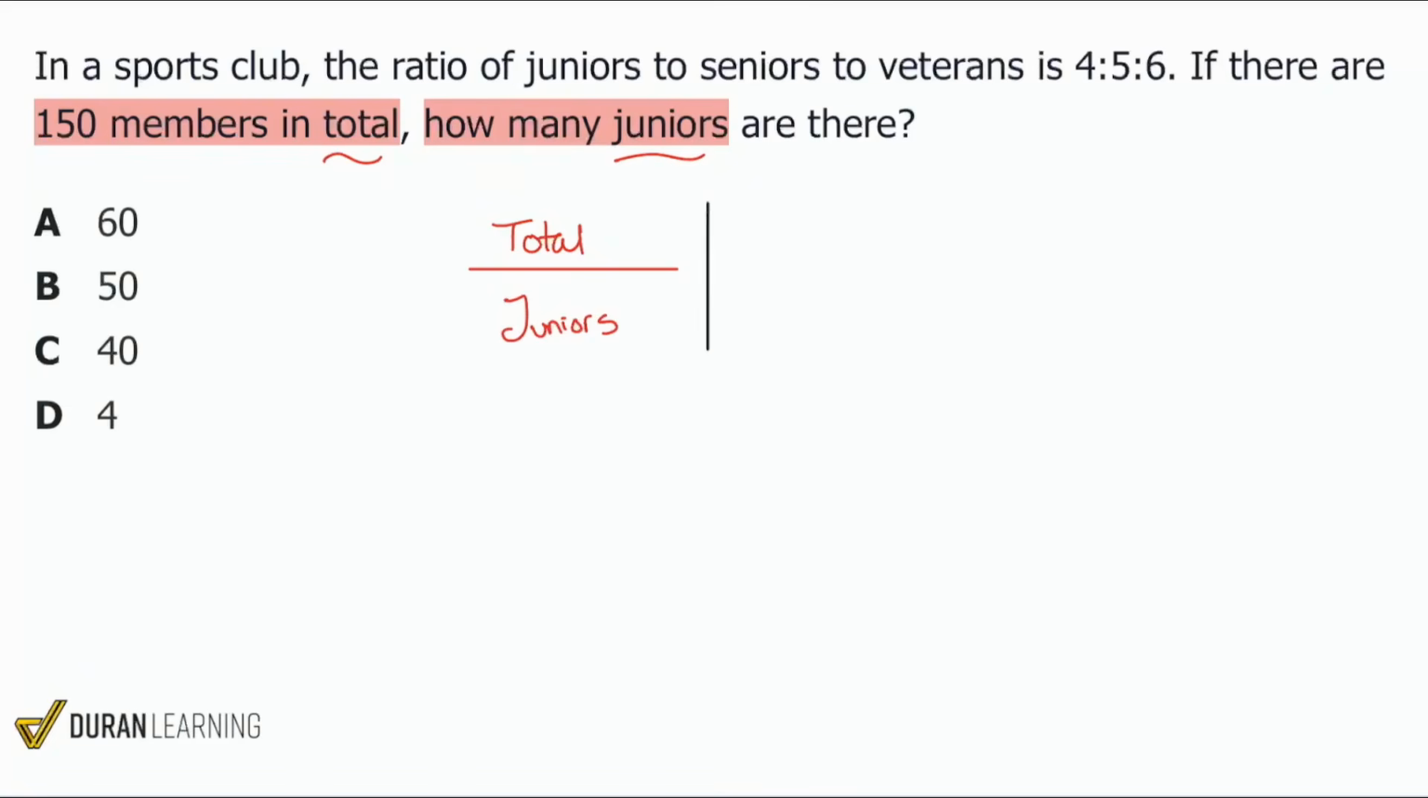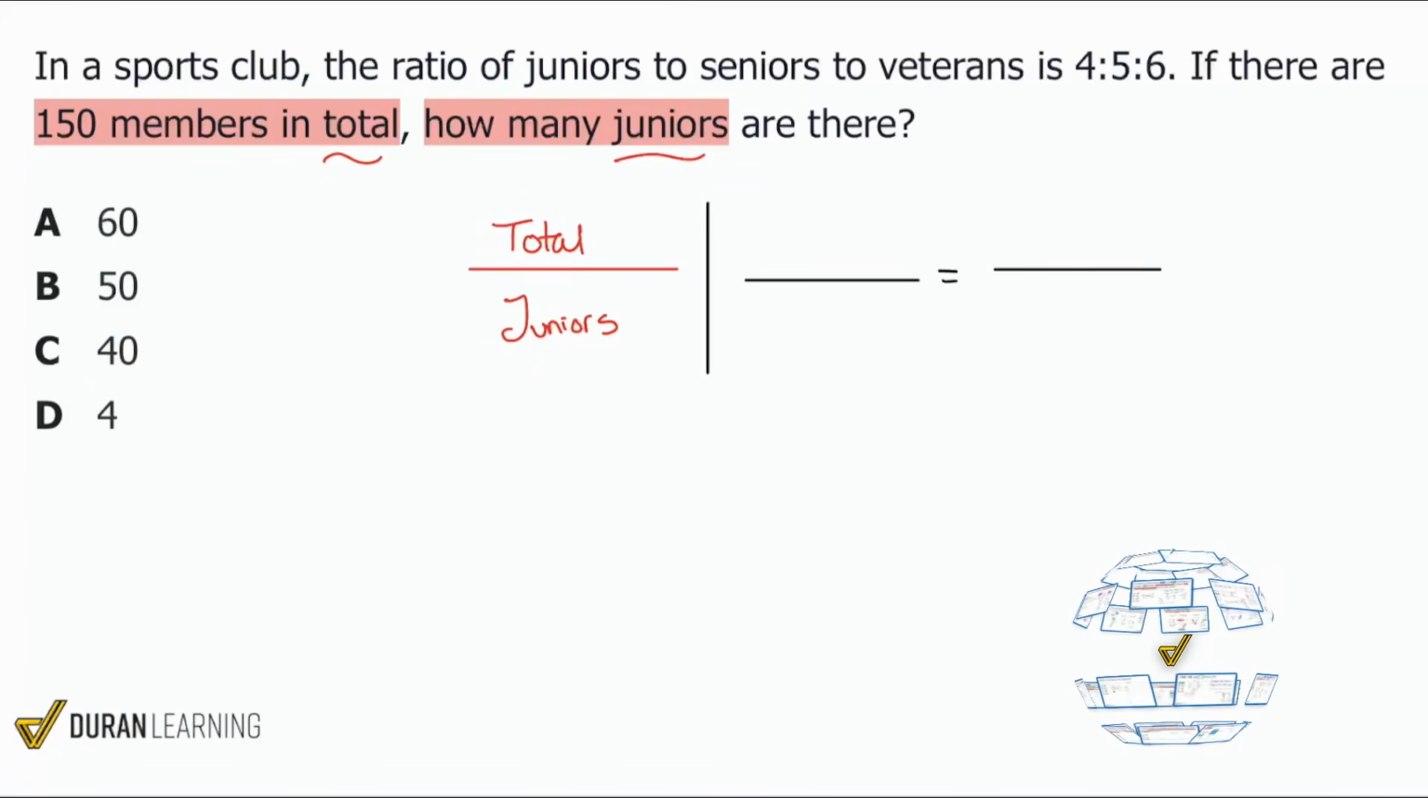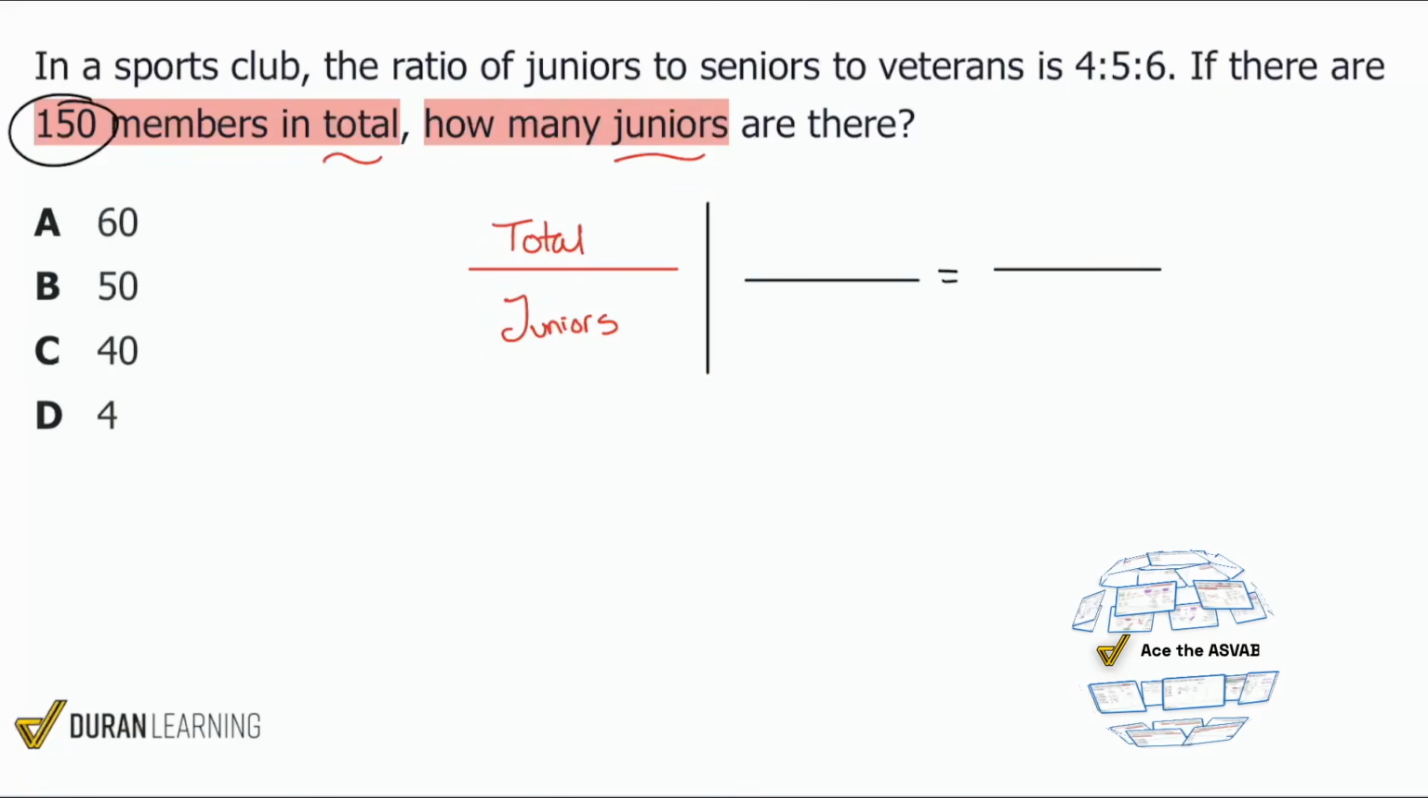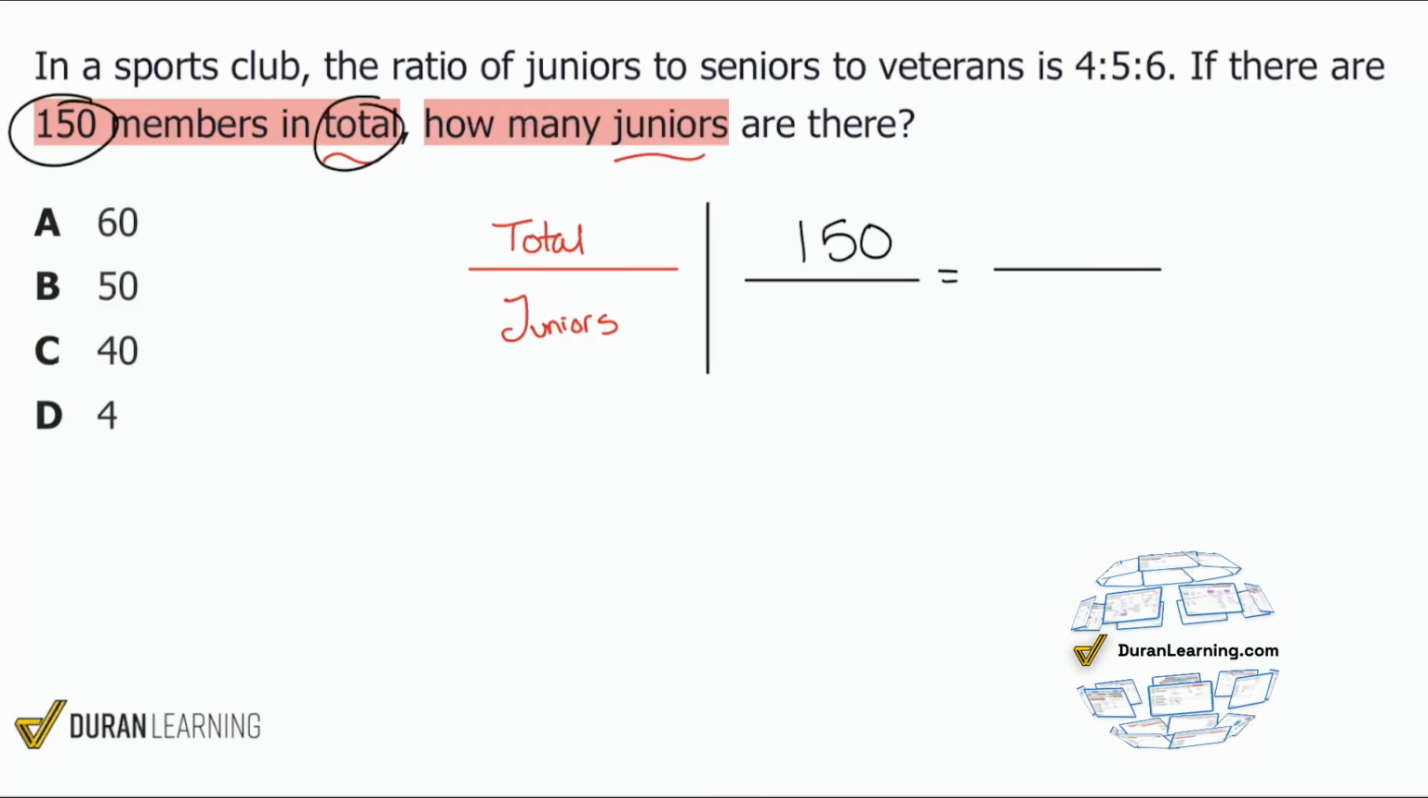And now what I'll do is make sure that we compare the same things in the same way. I want my ratio here on the left to be total over juniors. And then on the right side, again, I want total over juniors. I see right here that I'm given 150 in total. Well, boom, right there. I'm looking for the number of juniors, so I'll put a J right there.